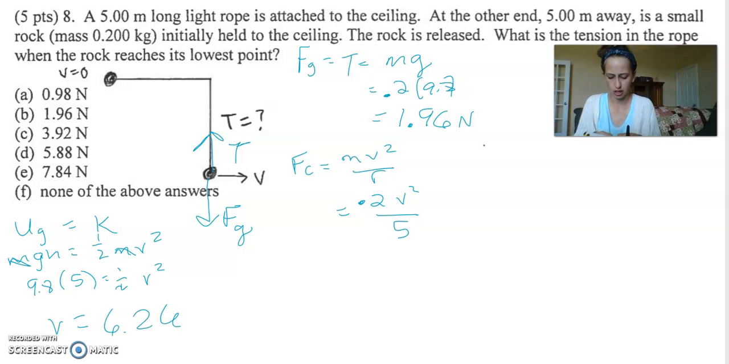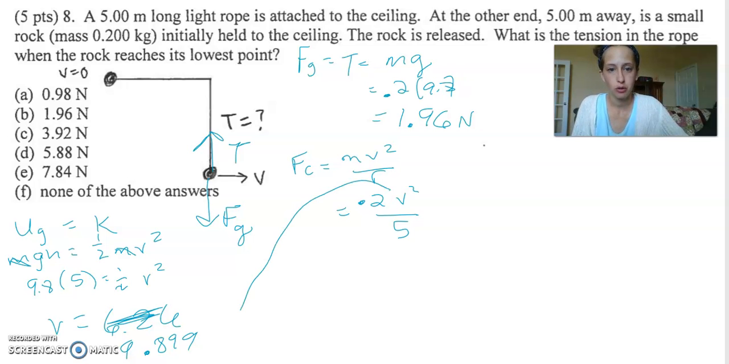I want to do that again because I was talking. 9.899. Okay, so I'm going to plug that in over here for this velocity. So, floop, plug that in there. Square it, times 0.2, divided by 5. I cannot talk and use my calculator at the same time. So that equals 3.92. I was like, oh, okay, I guess the answer is C.